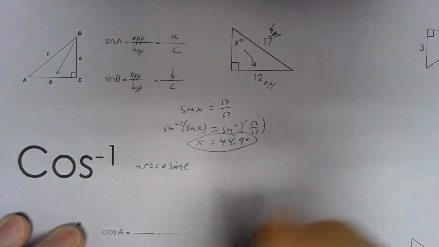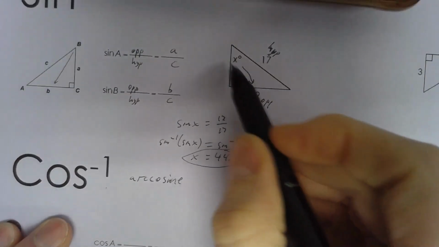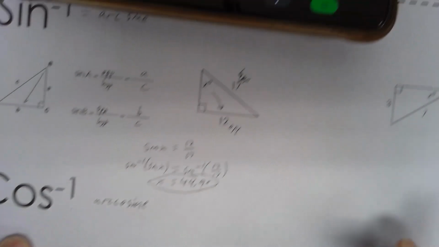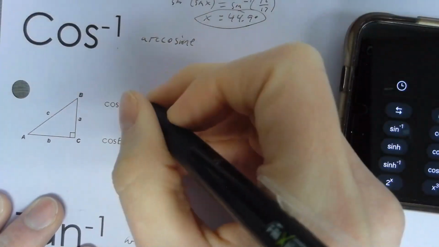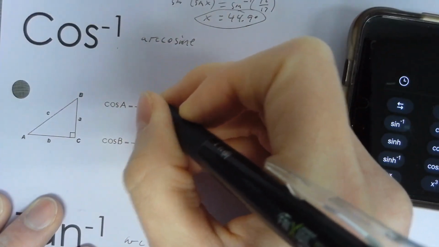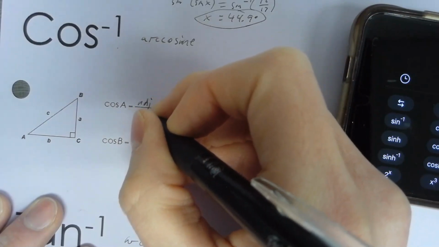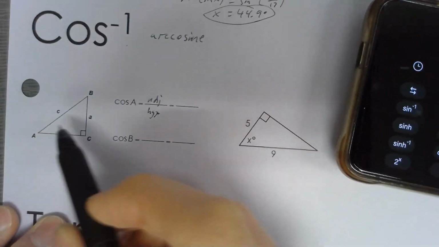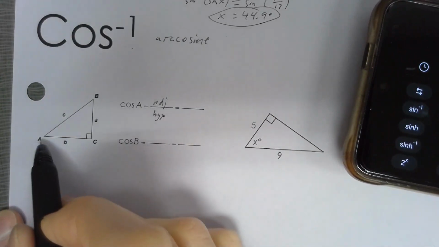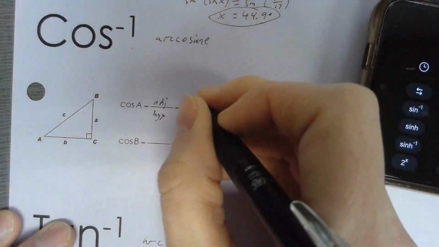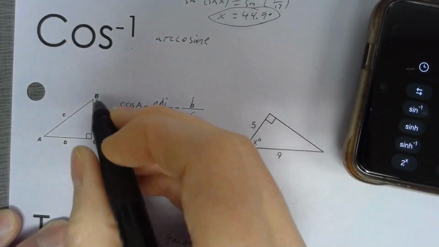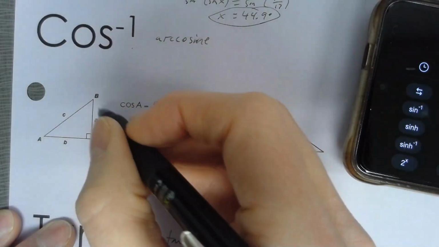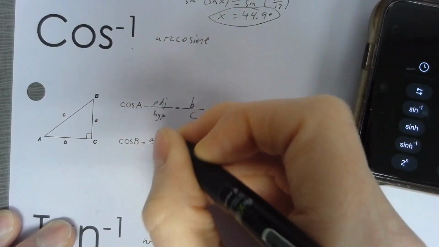Okay, so now we have another really powerful tool for finding missing measures on right triangles. For arc cosine, or cosine inverse, the cosine ratio is adjacent over hypotenuse. So the side that's adjacent to angle A is B, and the hypotenuse is C. Cosine of B, the adjacent leg to B, is A, but it's still adjacent over hypotenuse.